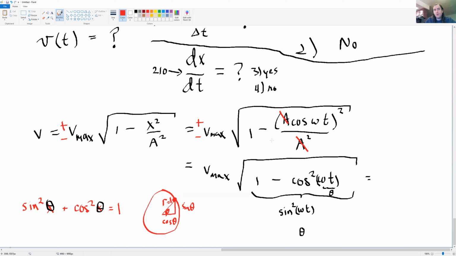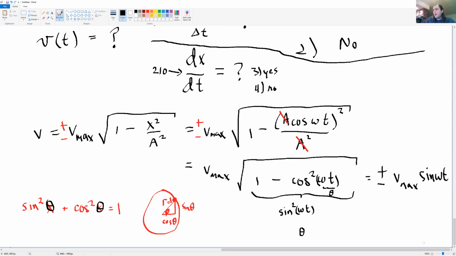At any single point during the motion, it could be moving right or it could be moving left. And actually the magnitude of that number is the same. Doesn't matter what direction. But the sign does matter. So we get plus or minus V max sine omega t.